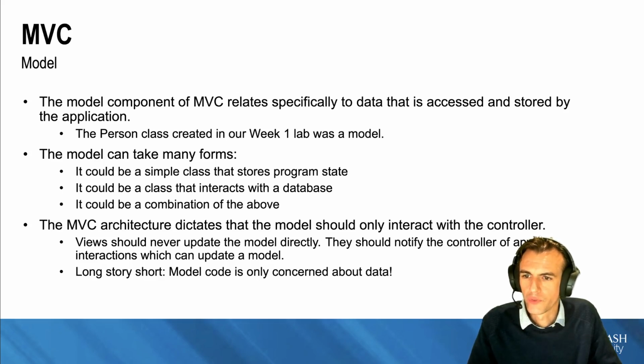So Model View Controller Architecture basically says that the model should only interact with the controller. It should be completely agnostic and not understand the view. So view should never update the model directly. They should only notify the controller of any interactions which can update a model. So the model code is only concerned about the data. That's the rule.